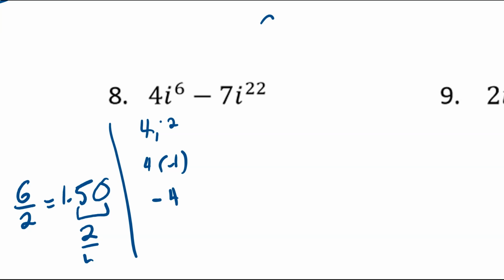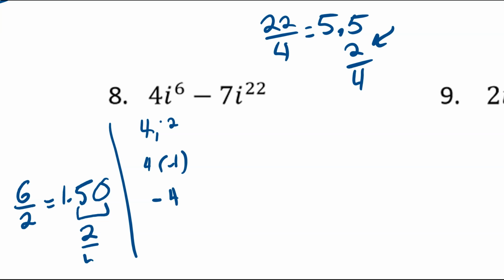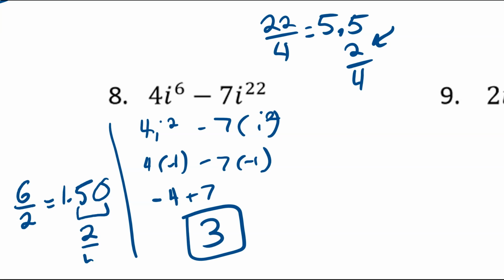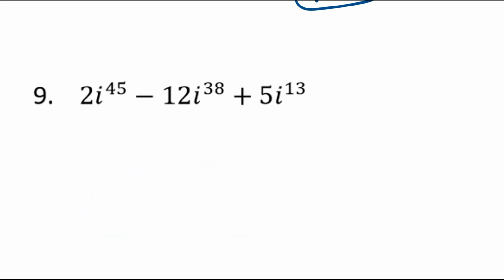And for i to the 22nd, if I take 22 and divide it by 4, again it goes in 5.5 times, so that's a remainder of 2, so I can change that to minus 7 times i to the 2nd, that's where my remainder goes, and i to the 2nd is negative 1, so this is negative 7 times negative 1, and remember a negative times a negative makes it positive. So my final answer is negative 4 plus 7, which is 3. So sometimes when you're working with terms with i in it, you will end up at a real answer once you're done.